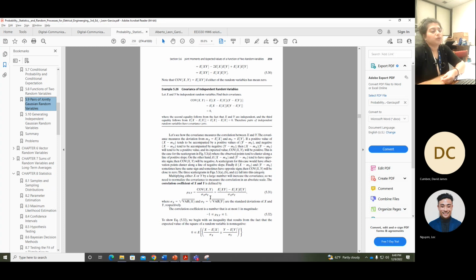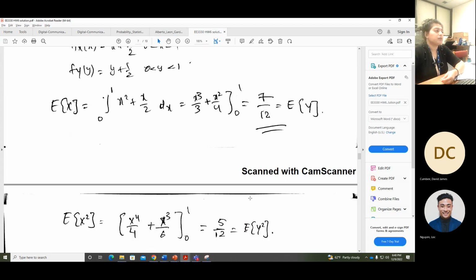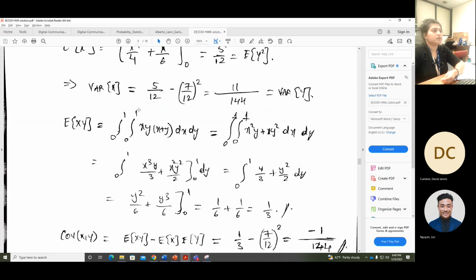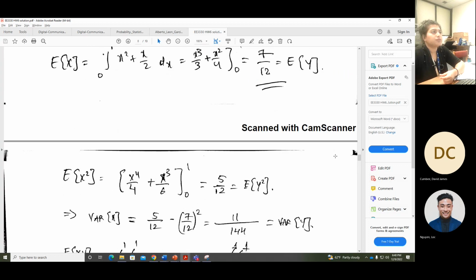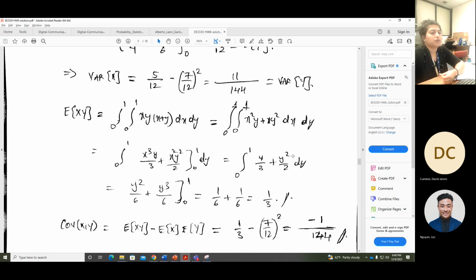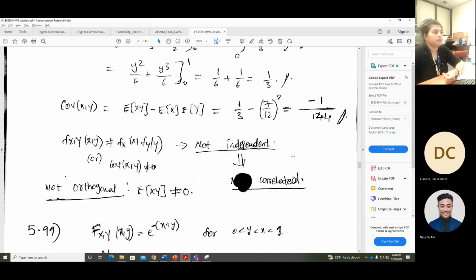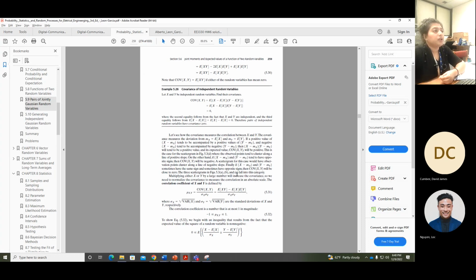Once you find out, for this example 5.65, you have the variance of x and the variance of y. So this is 11 by 144, right? All you need to do is take whatever this horrible number is, 1 minus 1 divided by 144, and divide it by 2 times 11 by 144, whatever that value is. That's all. That's why I'm not even showing it to you. I'm not saying that this is going to come in, but in case it comes in.